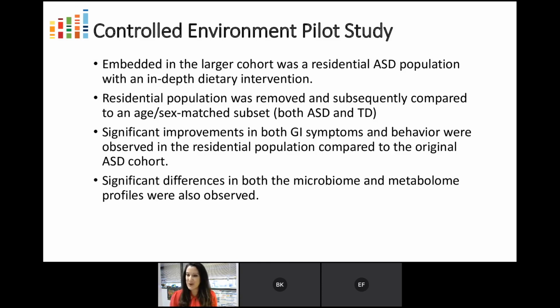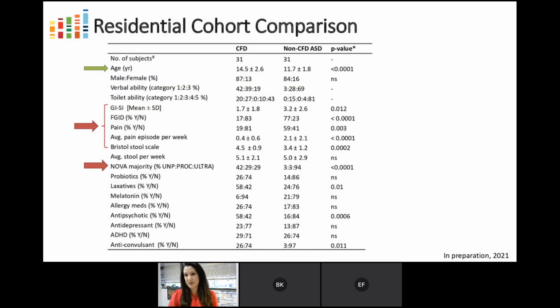Now, this residential cohort having autism, obviously, and being more severe when they were admitted into this facility, were then showing significant improvements in both GI symptoms and behavior compared to the ASD participants in the larger cohort. And these changes in that ASD phenotype were associated with parallel changes in both the microbiome and the metabolome. Now, again, the snapshot of this residential cohort did skew towards a little bit of an older adolescent age, again, by nature of them needing to be inpatient.